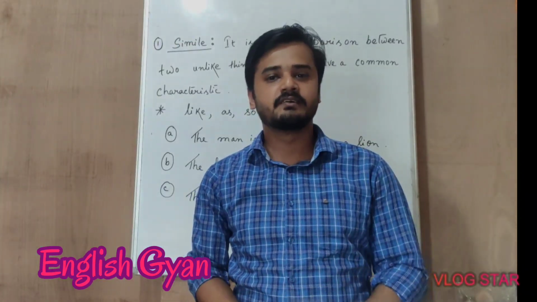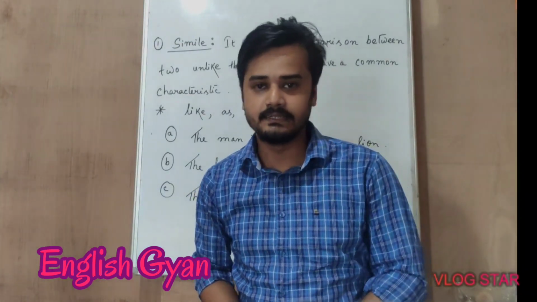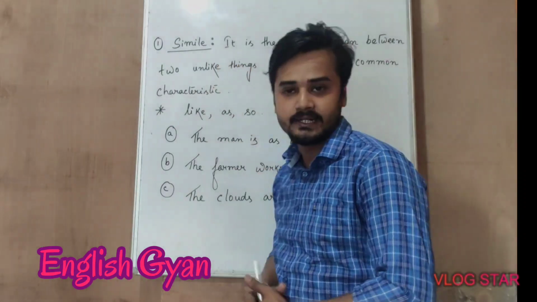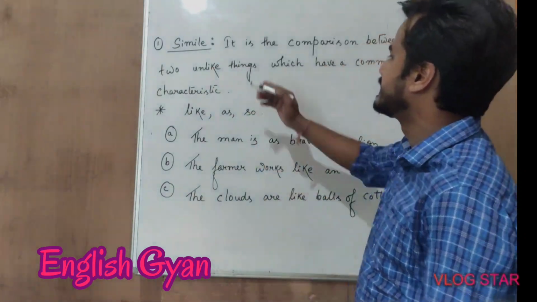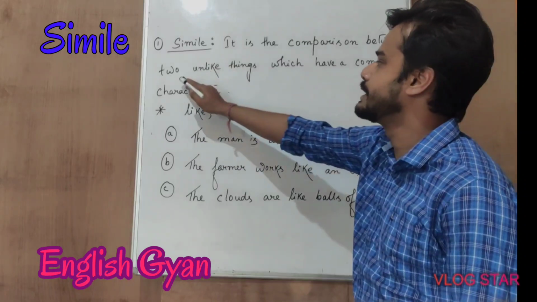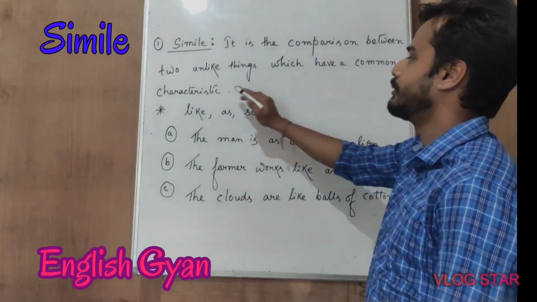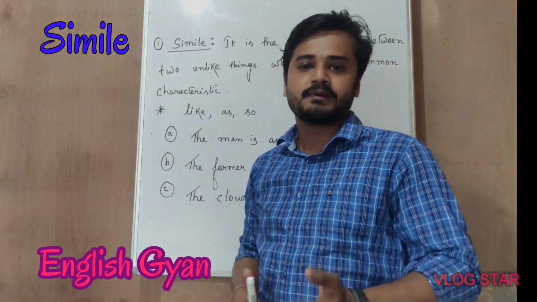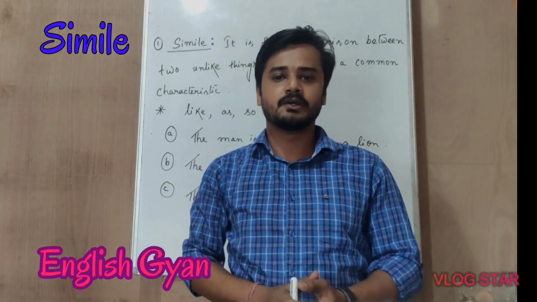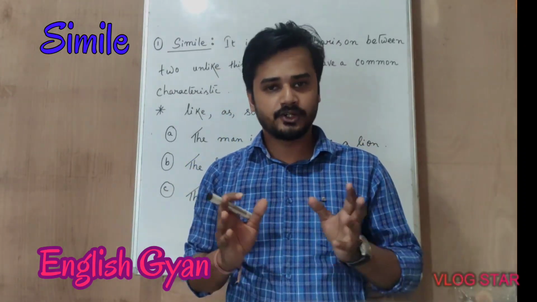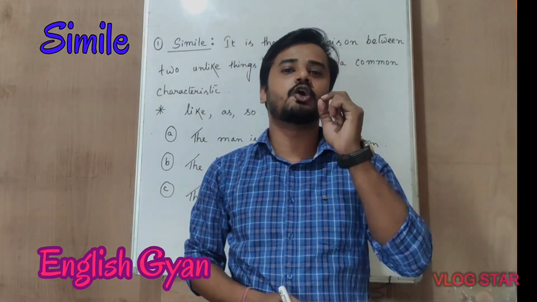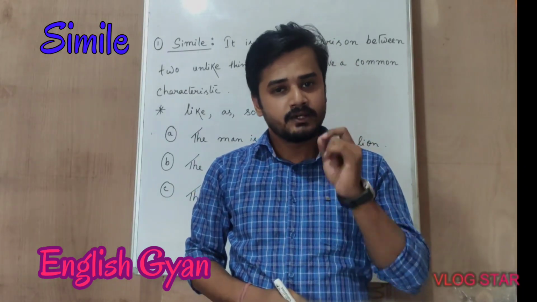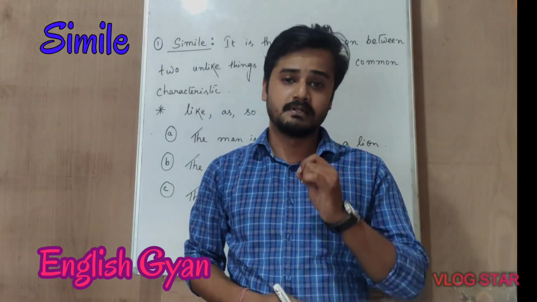So the first figure of speech that we are going to discuss is simile. So now let's have a look. What is simile? Simile is the comparison between two unlike things which have a common characteristic. Sometimes we compare two things which are totally unlike, totally different, but there is a common characteristic between them. This comparison is known as simile.